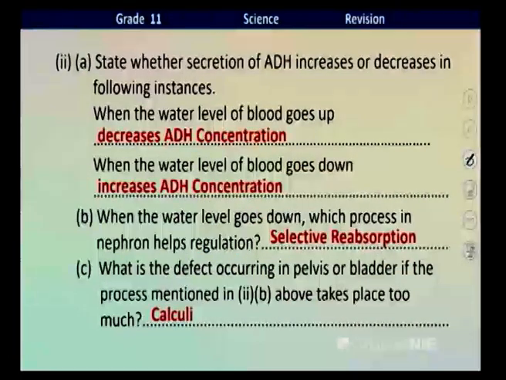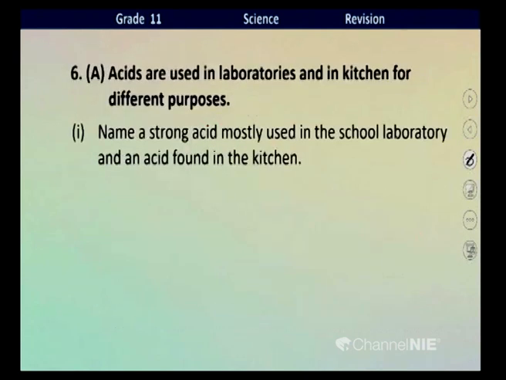This is called calculi, formation of calculi in bladder or pelvis. This is also commonly called bladder stones or kidney stones. So, if this process occurs too much, then the problem we get is calculi in bladder, formation of stones in bladder. Okay, right. Then we are moving to the next question, children.